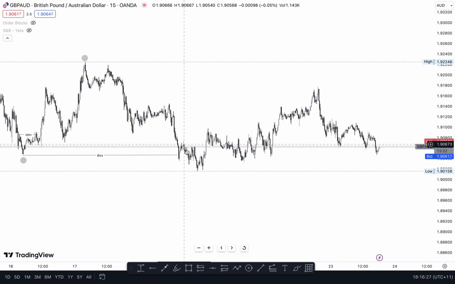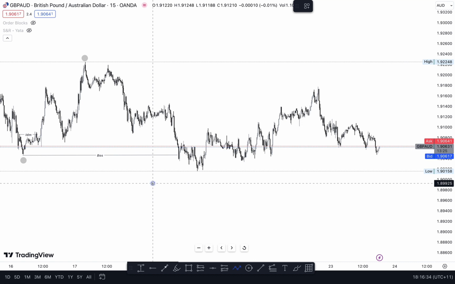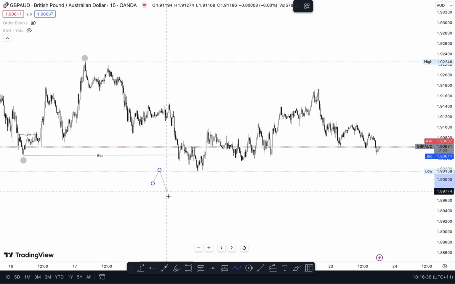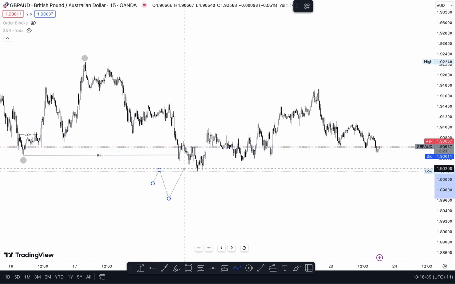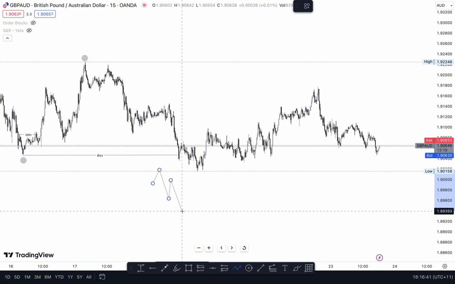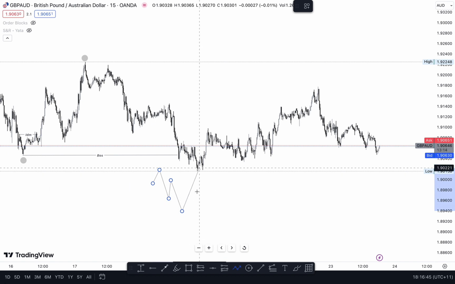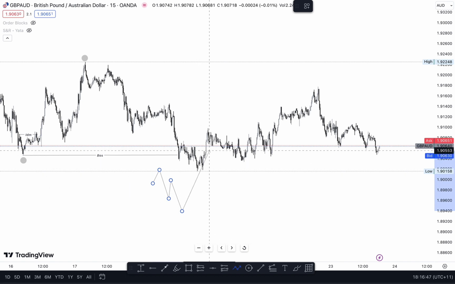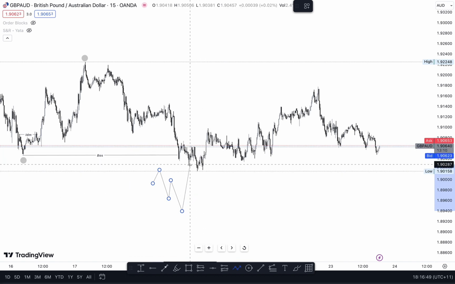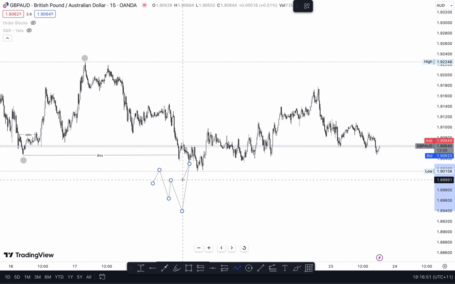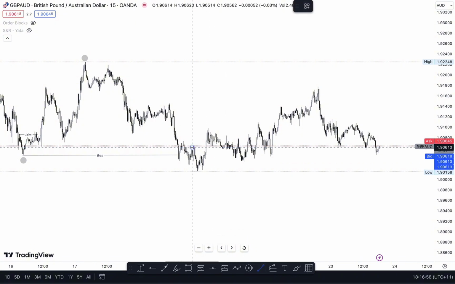We have this level here to be our first pullback, right? We have something like this. One, two, then this leg here. Then we had the breakout, right? Which is this breakout here. Then we have this move here. So apparently we have taken out inducement, right? So let's identify it. So here's our level of inducement.